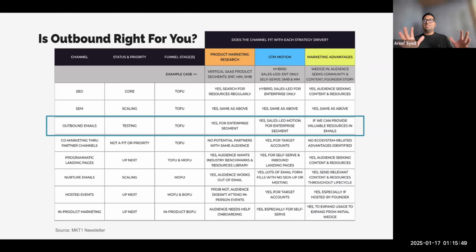So this is more like a template where you can evaluate all the channels. It is more like a DIY exercise that you can do and see, hey, my startup is this and it has these marketing advantages. I have a sales led motion, and I know my target segment. So does it really fit? Does this channel really fit with my target audience, my advantages, and my GTM motion? So you need to do this exercise, and you can come up with your own channels that you would want to explore.